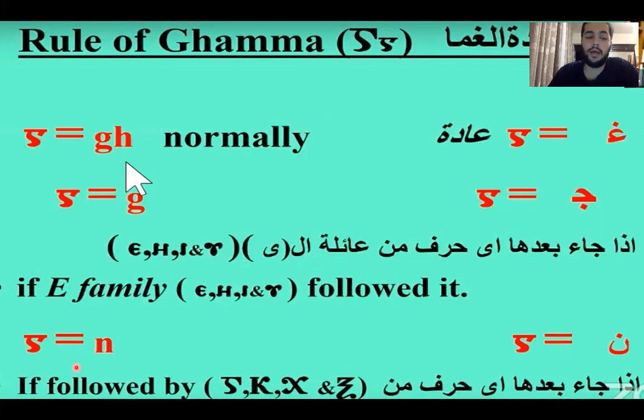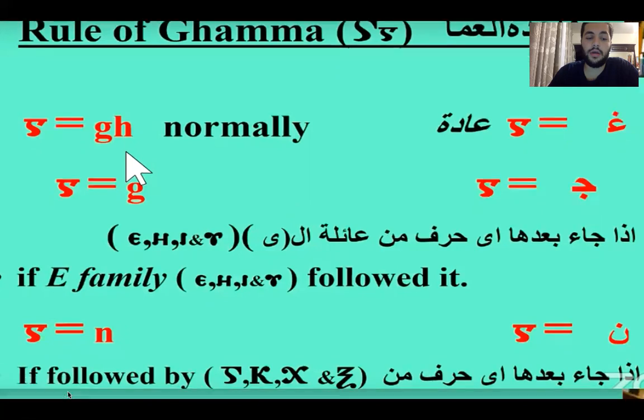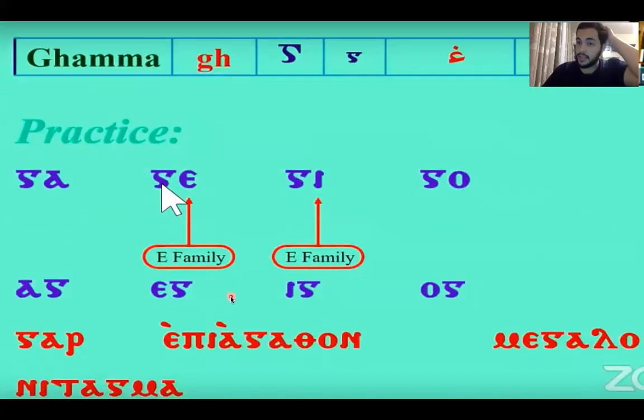Let's take a look at the first case. Here we have some practice. Here we can look at the letter after it. Is this an E family? No. Is it one of the other 4 letters? No. So this is a normal GH sound, so it's going to be Gha.